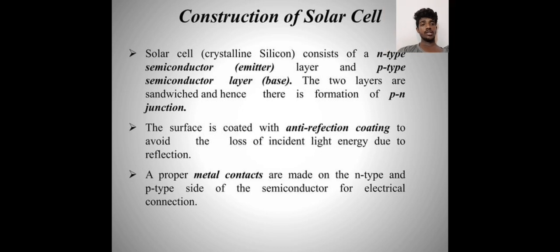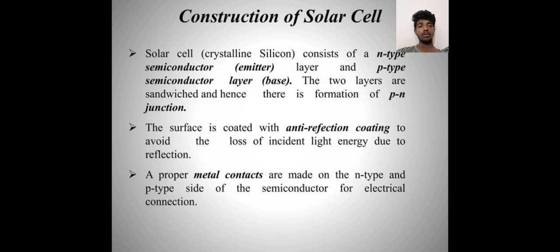Construction of a solar cell. A solar cell contains an N-type semiconductor layer and a P-type semiconductor layer. There are two types of layers, and hence there is a formation of a PN junction.